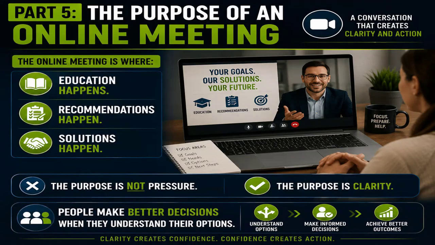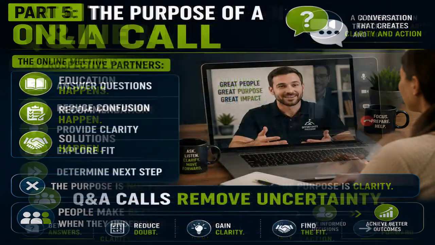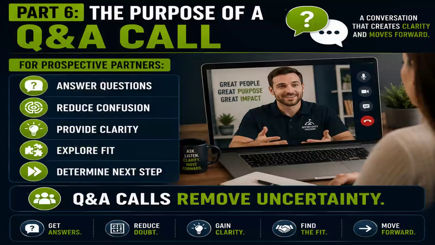People make better decisions when they understand their options. So understand your options. That means they can make informed decisions. What are those informed decisions? Those are buying decisions. That's going to help you achieve better outcomes. Clarity creates confidence. Confidence creates action for your clients. Remember, people hate to be sold, but they love to buy. When they make those buying decisions, they feel confident, and that creates a lot of positive ripple effect.